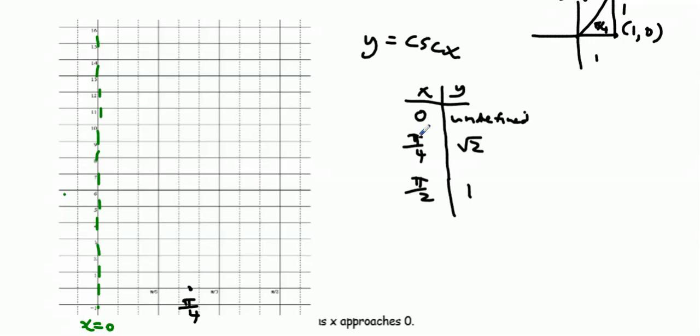So, okay, 0 is undefined. Pi by 4 is root 2. So root 2 is between 1 and 2, so I'll just go ahead and plot something there. And then at pi by 2, it's 1. We're approaching the asymptote. We're stopping here, so we're not putting an arrow here because we wanted to go from 0 to pi by 2. Okay, so I've got that.